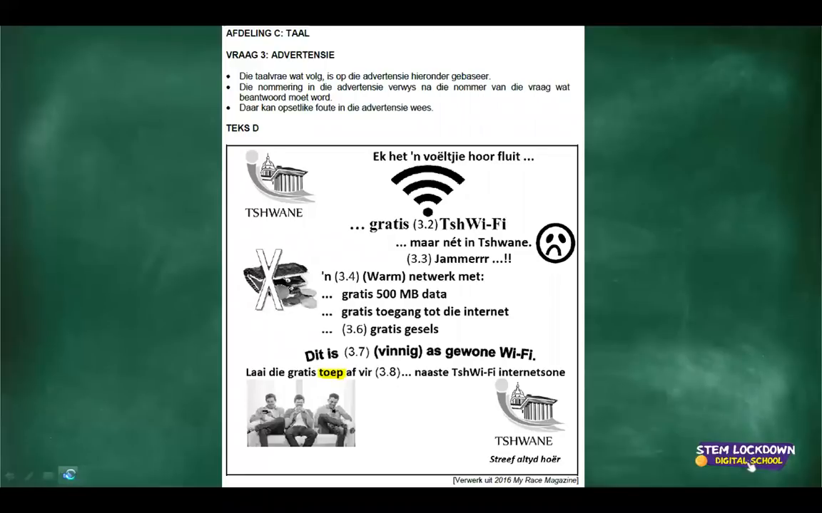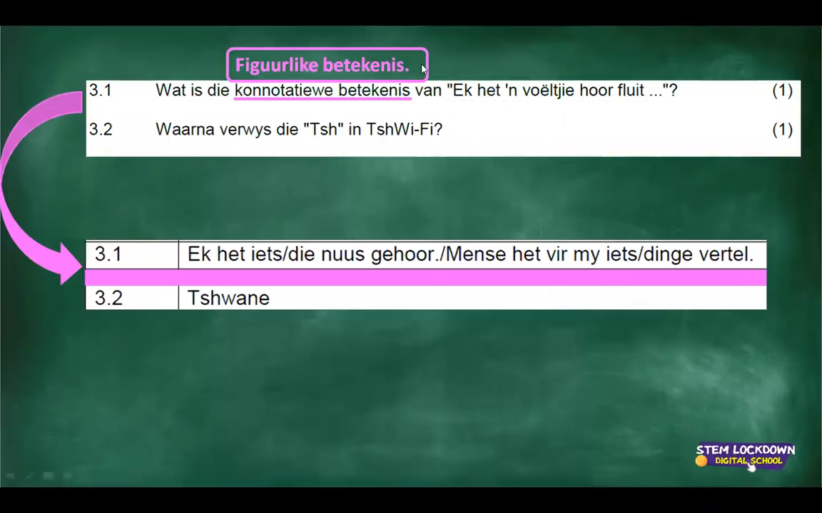Kom ons kyk nou na die vraag. Wat is die konnotatiewe betekenis van ek het 'n voeltjie hoor fluit? Nou onthou, konnotatiewe is die figuurlike betekenis, the figurative meaning. Goed, en ek het die antwoord hieronder. Ek het iets of die nuus gehoor, mense het my iets vertel. So, ek het 'n voeltjie hoor fluit: I've just heard the news or someone told me something.